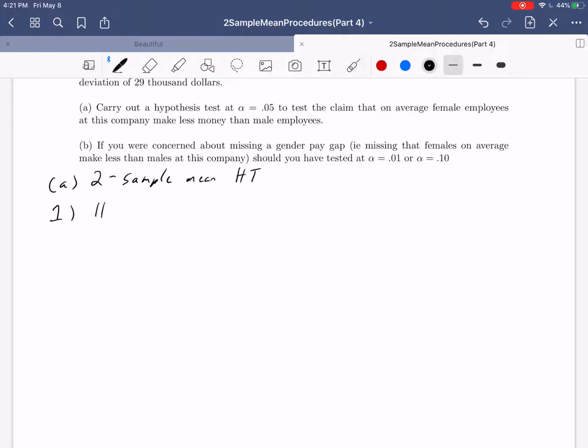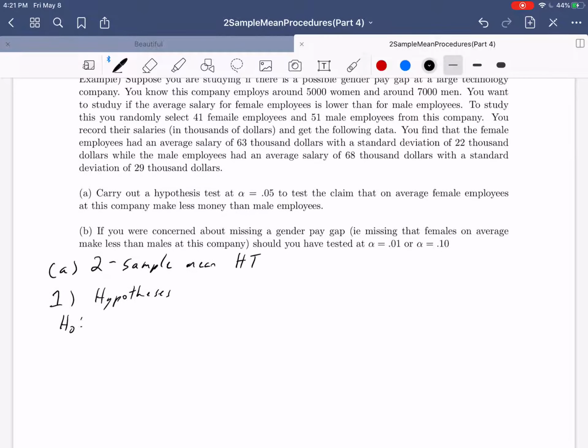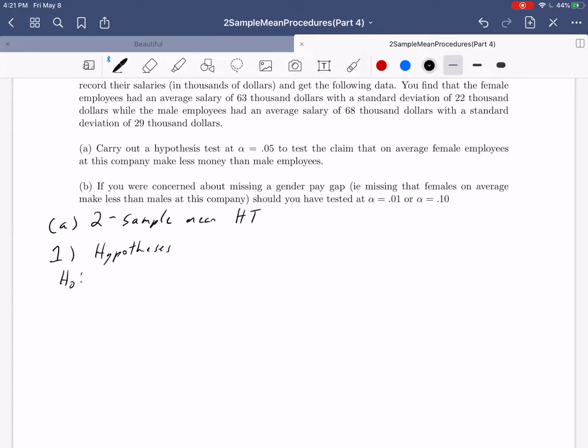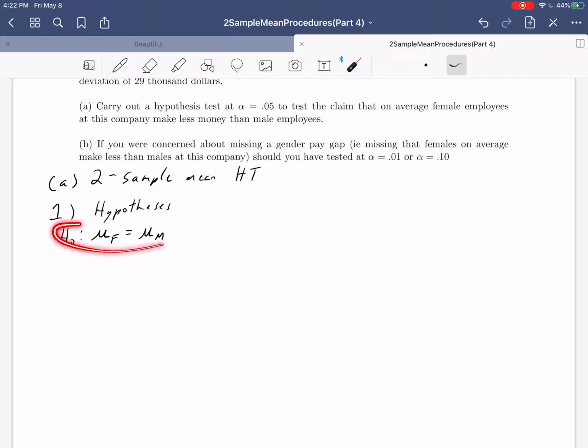So for the hypotheses, we know that for a two-sample mean hypothesis test, the null is always that the two populations are going to have the same average. In this case, we have females and males. Now remember, it doesn't matter which group you treat as the first one, as long as you stay consistent. Since this problem was written with always saying female first and then male, we will use the female population as our first one. So we will say mu sub f, the average salary for females, should be the same as the average salary for males. That's our baseline assumption.